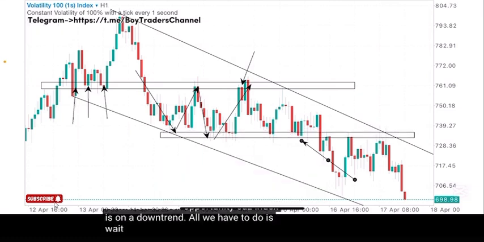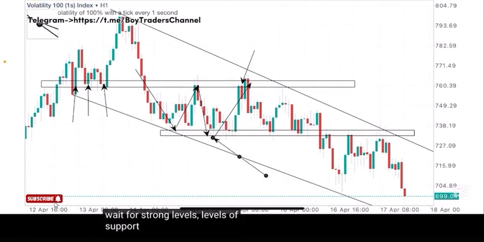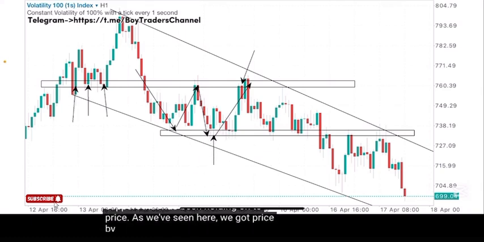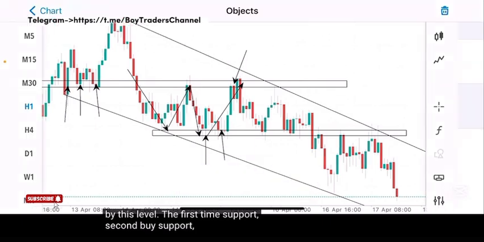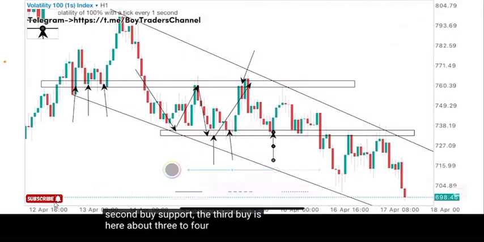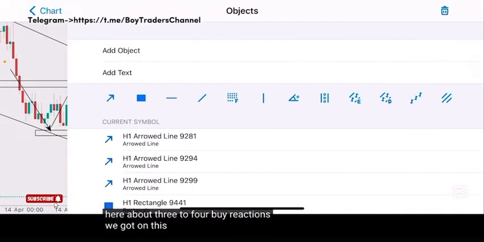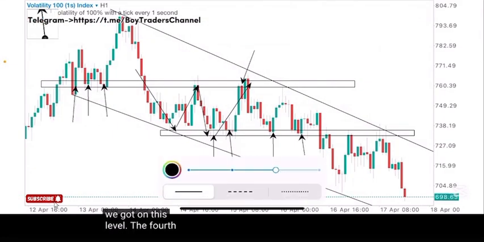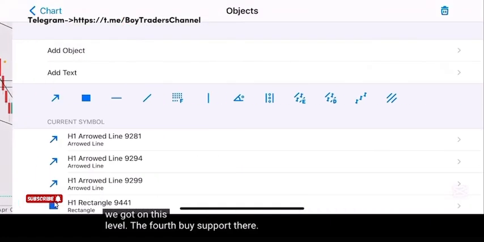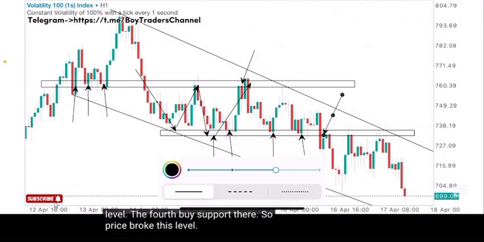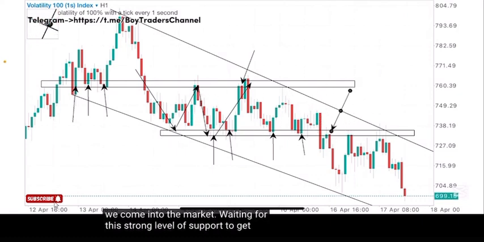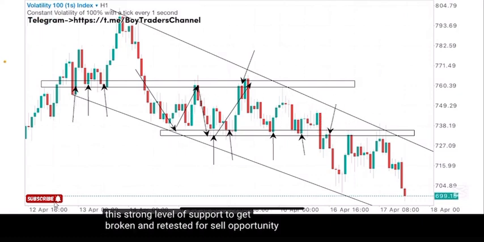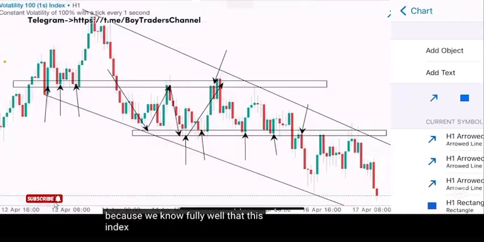All we have to do is wait for strong levels of support that has been holding on to price. As we've seen here, we got price buy on this level, the first time support, second buy support, the third buy, about 3 to 4 buy reactions we got on this level, the fourth buy support there. So price broke this level. So this is where we come into the market, waiting for this strong level of support to get broken and retested for sell opportunity, because we know fully well that this index is on a downtrend.